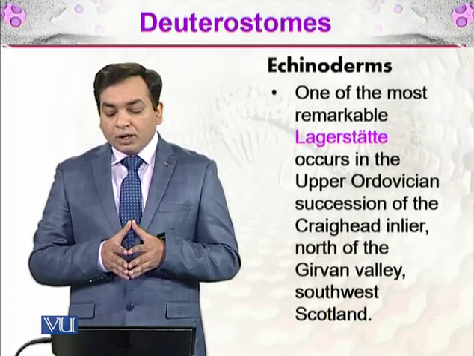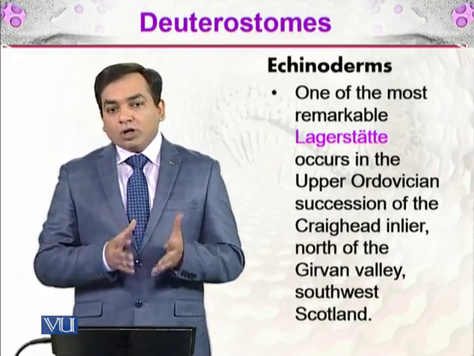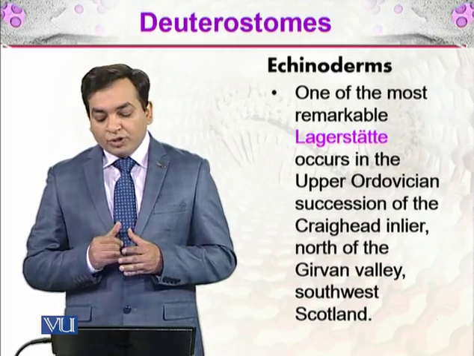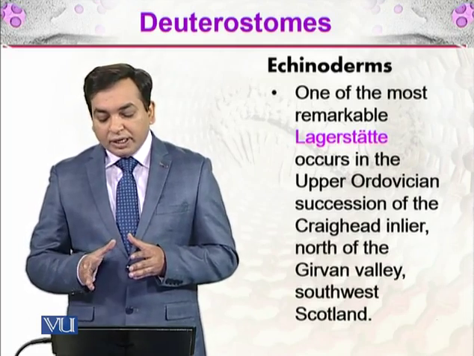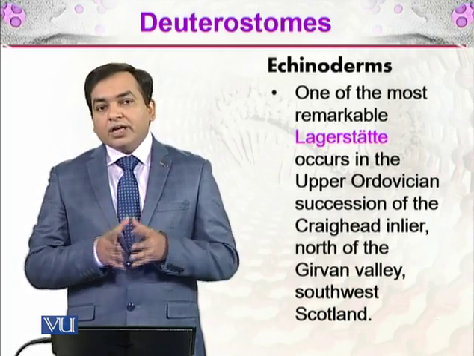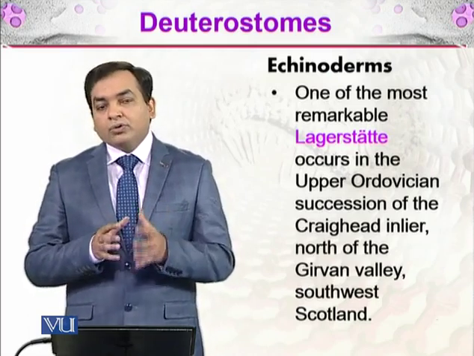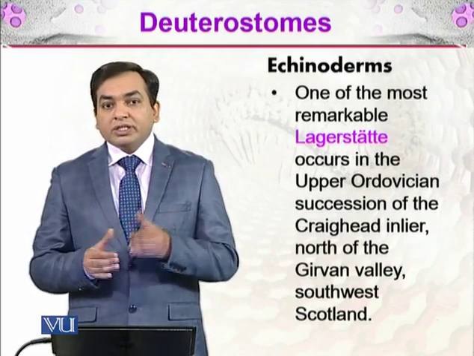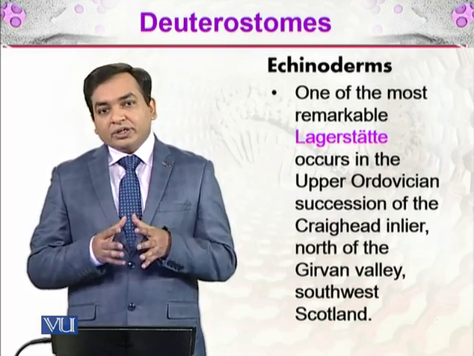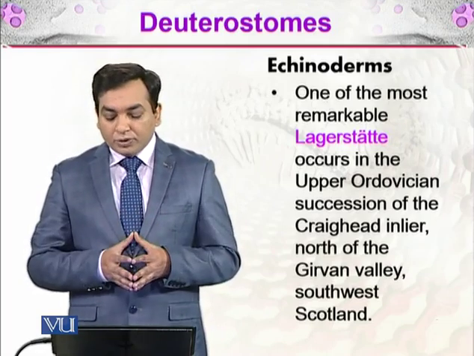Echinoderms have excellently preserved fossils, and one of the most remarkable larger finds occurs in the upper Ordovician succession of the Craighead Inlier in north of the Girvan Valley, southwest Scotland. Again, as we have discussed before, these organisms can become very good fossils if the conditions are right, because they contain calcite discs which disintegrate after their death. But if they are preserved rightly after they die, they can produce very good fossils.